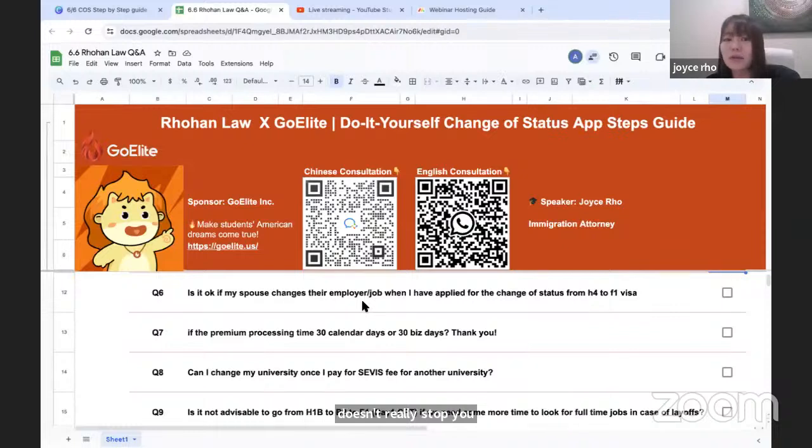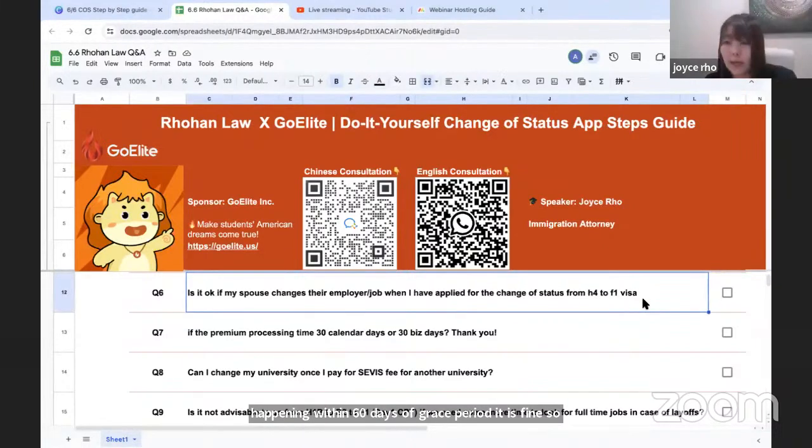But make sure that your spouse keeps the employment relationship with the H1B employer, meaning that she has to maintain H1B status validly without much gap between changing jobs. As long as it's happening within the 60 days of grace period, it is fine. So for any update about changing of employer, you can update your case. You can submit evidence online. So you can do so, no problem.